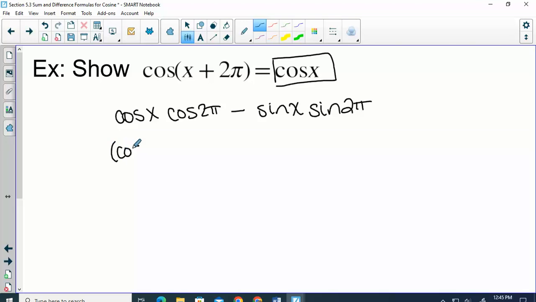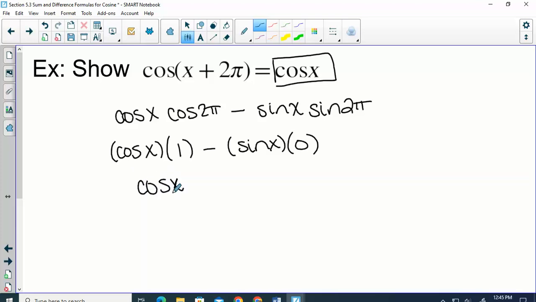Cosine of x, not much I can do there. Cosine of 2 pi, 2 pi is the same as 0. What is the cosine of 0? 1. Minus sine of x times the sine of 2 pi. That's the same as the sine of 0, which is 0. Sine and cosine are never undefined; they're only between -1 and 1. So we get cosine of x minus 0, which is cosine of x.